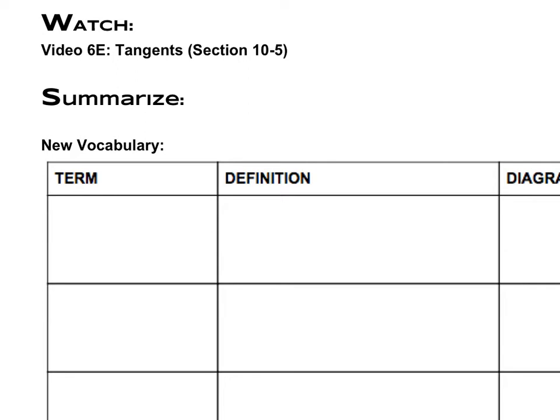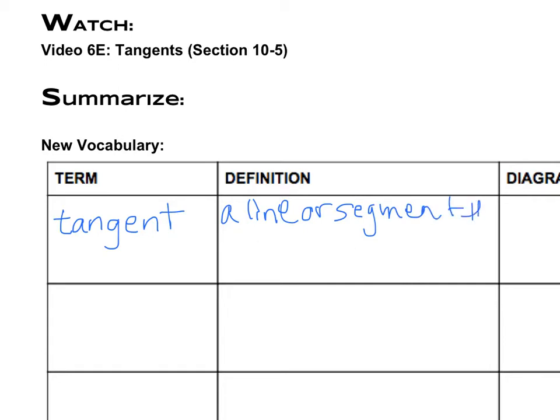So for our first term, of course, we're going to define this idea of tangent. That's T-A-N-G-E-N-T, just like we use tangent in trigonometry, only we're not talking about a ratio anymore. This time we are talking about a line or a line segment that intersects a circle, and this is the most important thing about tangent, that it intersects the circle in exactly and only one point.